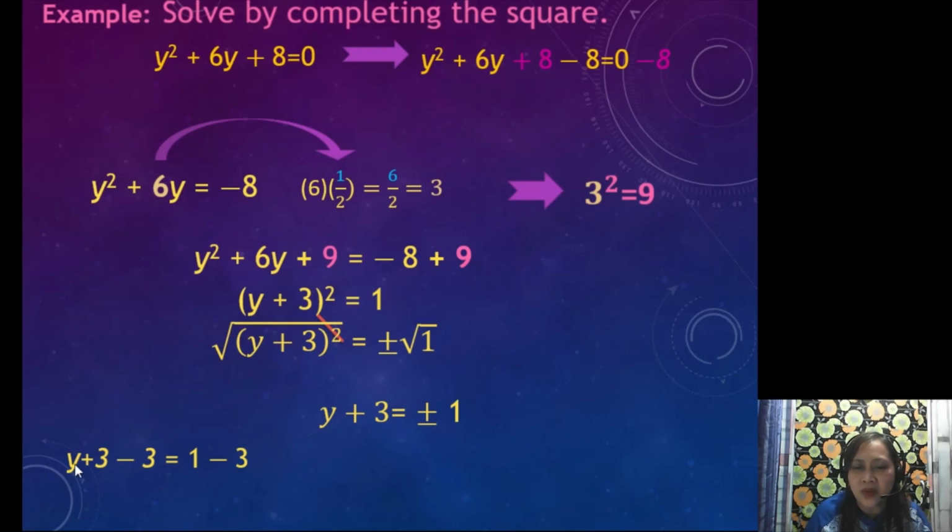So what is the answer? y plus 3 minus 3 is equal to 1 minus 3. So the result is y is equal to negative 2, because 1 minus 3 is negative 2. And then when our 1 here is negative, y plus 3 minus 3 is equal to negative 1 minus 3. The result is y is equal to negative 4. So you can check your answer by substituting the values of y into the original equation. Okay?